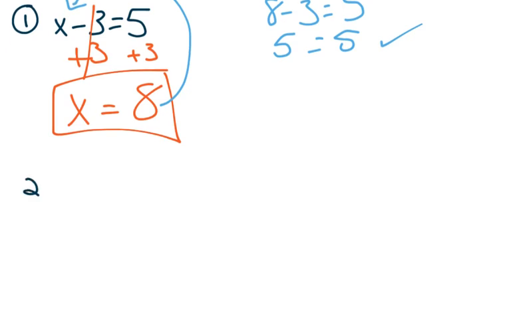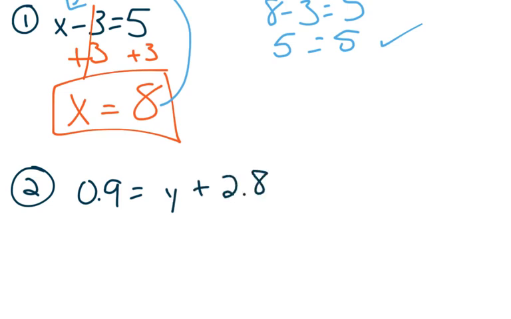Okay, number 2. Let's try another one here. 0.9 equals y plus 2.8. All right, here's our variable. We need to get rid of this. We are adding 2.8 to y. So to get rid of the 2.8, the adding 2.8, we need to subtract 2.8.